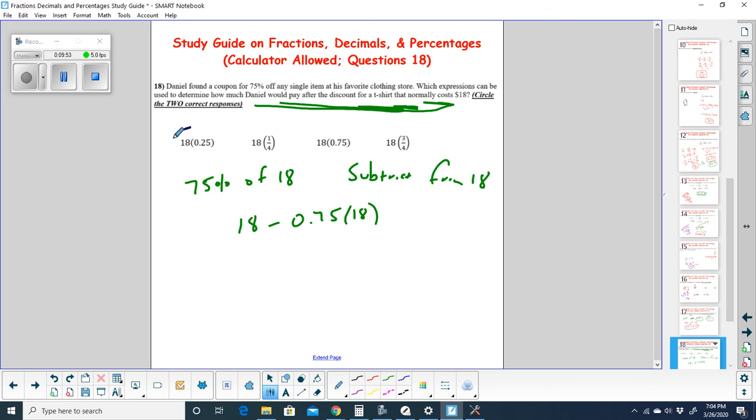So we pay 25%. So that's gone, and that's not gone. These two are the correct answers. I'm sorry for the explanation there.